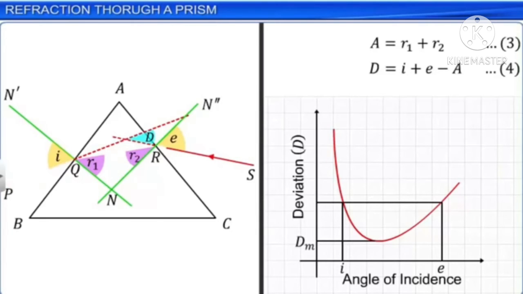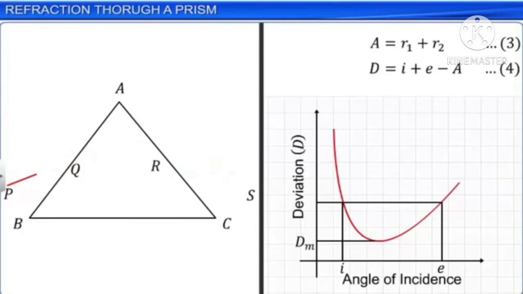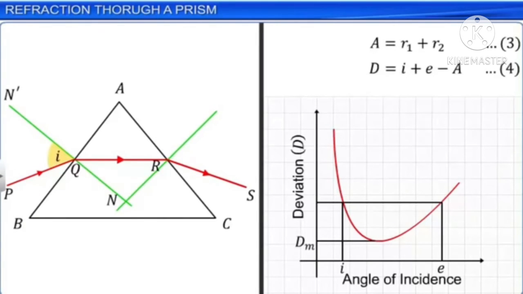If the incident light strikes the prism at an angle that makes the deviation minimum, then the prism is said to be at its minimum deviation position. When the prism is placed at its minimum deviation position, it is found that the light ray passes through the prism symmetrically and is parallel to the base. In this case, the angle of incidence, I, is equal to the angle of emergence, E.